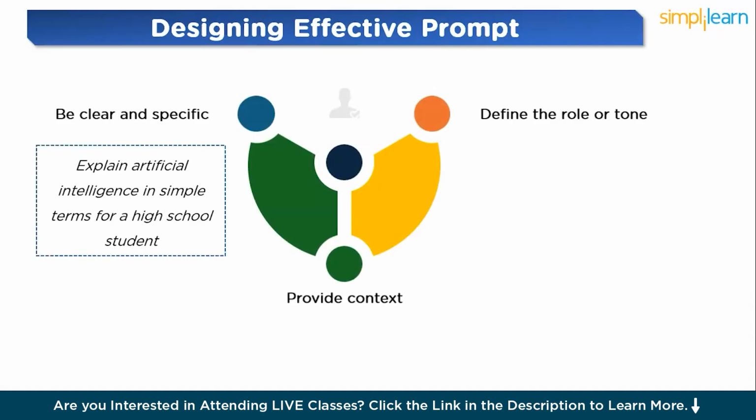Vague instructions often lead to generic or confusing answers. So instead of asking "explain AI," a clearer version would be "explain artificial intelligence in simpler terms for a high school student." This not only narrows down the scope but also defines the complexity level and target audience, helping the model tailor its response accordingly.